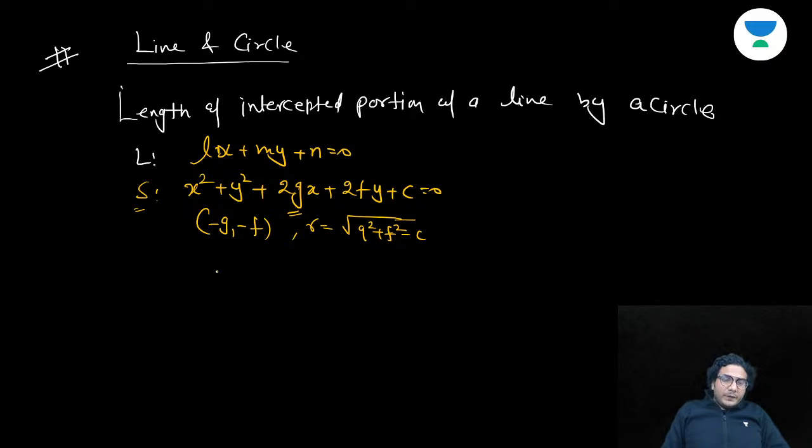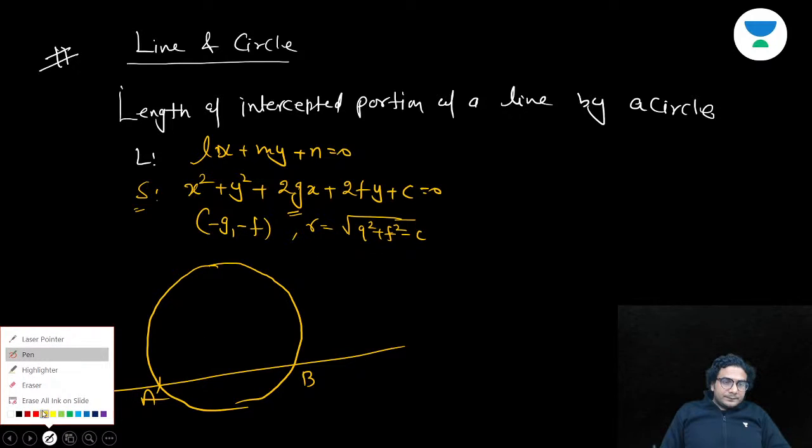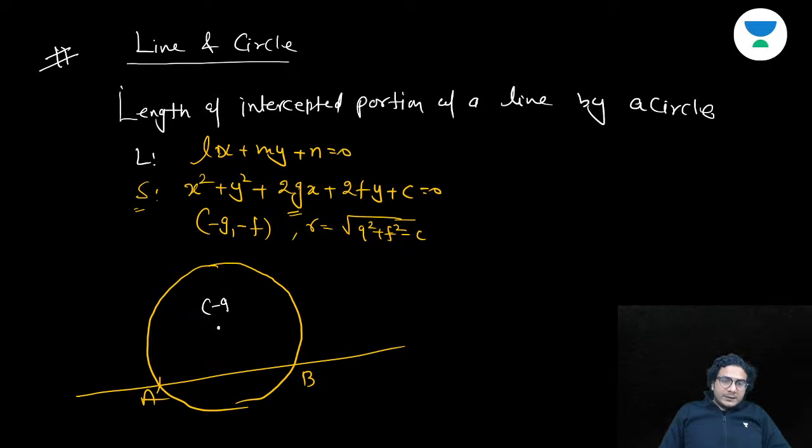Now what we need is this: the circle is cutting the line at two points. So these two are intersecting curves. We need AB, the intercepted portion, or the portion of intercept cut off by the circle on the line. I think you're getting this point now. What are we finding? We are finding the length of AB, the portion of the line cut off by the circle. All right, see how to do it. We use simple geometry here. The center is minus g comma minus f. Say the center is O. We join this O with A and B.